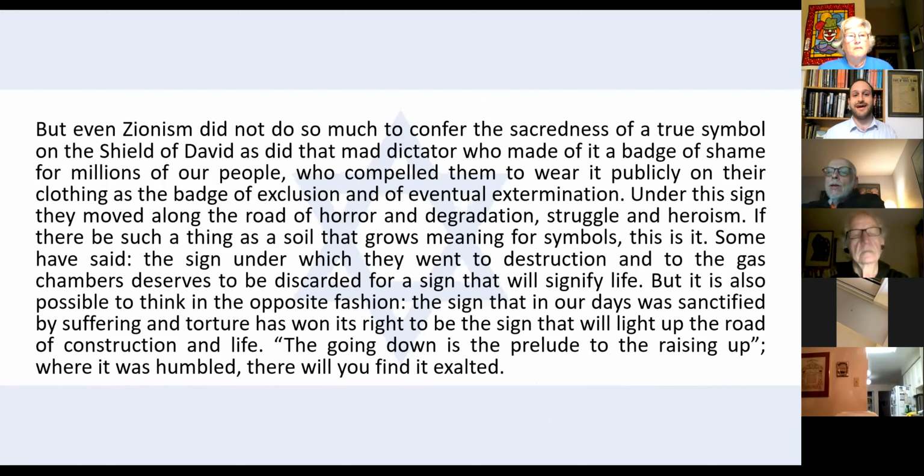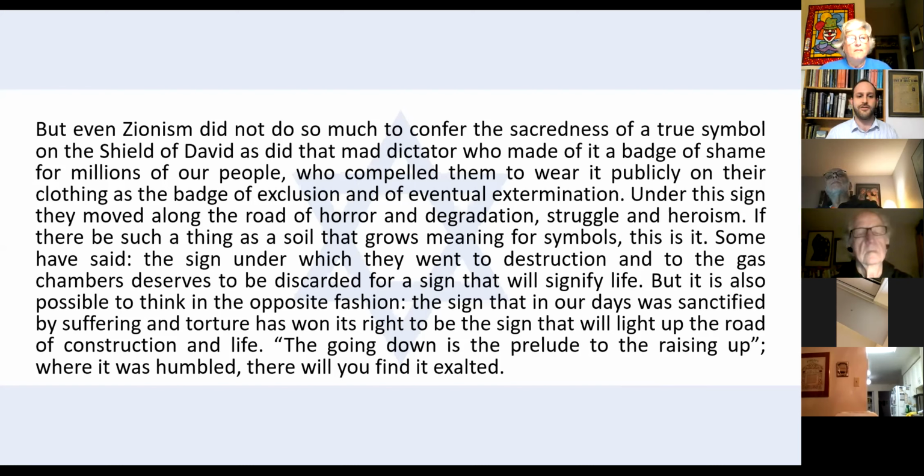"But even Zionism did not do so much to confer the sacredness of a true symbol on the Shield of David as did that mad dictator who made it a badge of shame for millions of our people, who compelled them to wear it publicly on their clothing as a badge of exclusion and of eventual extermination. Under this sign, they moved along the road of horror and degradation, struggle and heroism. If there be such a thing as a soil that grows meaning for symbols, this is it. Some have said the sign under which they went to destruction and to the gas chambers deserves to be discarded for a sign that will signify life.